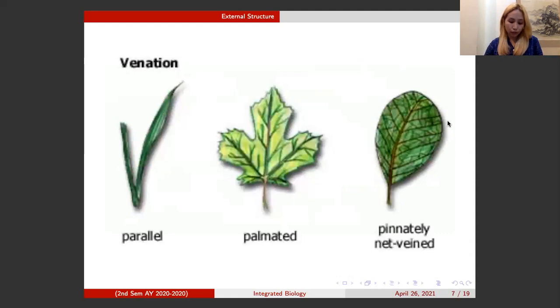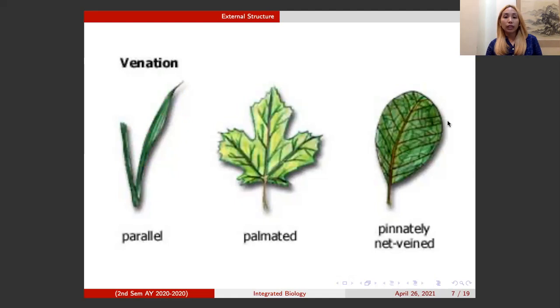Parallel venation is normally seen in monocots, right? And parallel venation is when you will see veins that are literally oriented in a parallel manner. You will not see veins coming from an angle. So when you look at monocot plants, you will notice that the veins of their leaves are oriented very simply, in just one direction, parallel to one another. Thus the name parallel venation.